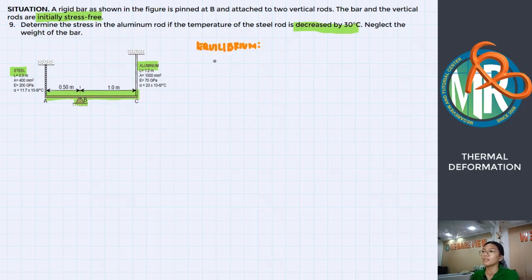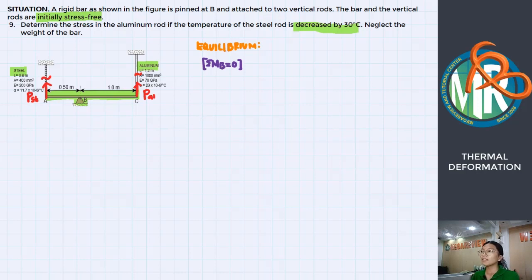So, we can use the moment equation. We can take moment at the pin, point B. Tama? Equate natin yan to 0 to maintain equilibrium. Alright? So, to expose the forces na ine-exert ng steel and aluminum when the temperature changes, simple, i-cut lang natin yung steel rod and aluminum rod natin, thereby exposing the tension dun sa ating steel rod and sa ating aluminum rod. Tawagin natin yung force natin dito sa steel rod as PST, dito naman sa aluminum rod as PAL.